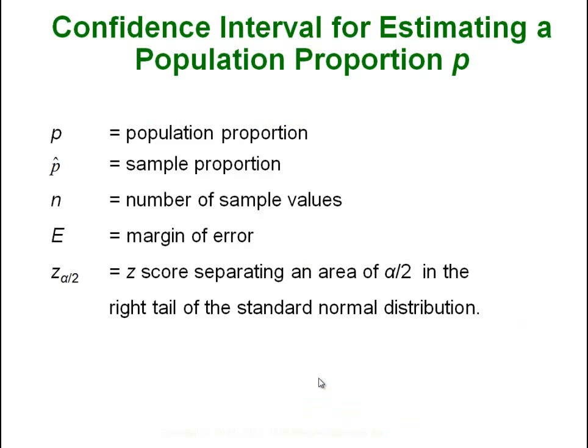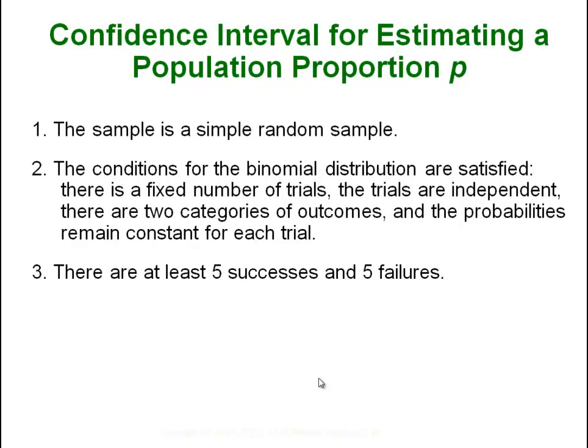So some more symbols, right? We've seen these before. We know what n is, we know what p is, we know what p hat is. Now, if we want to estimate our population proportion, there are certain things, right? Our sample always has to be that simple random sample. The conditions for the binomial distribution must be satisfied as far as we have to have a fixed number of trials. The trials need to be independent. There are 2 categories of outcomes, and the probabilities remain constant for each trial.